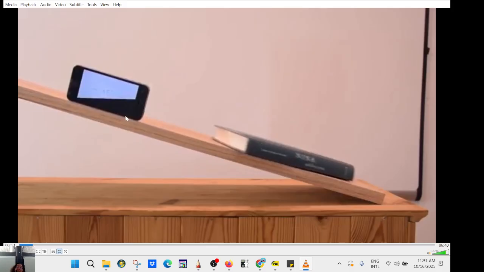What you do is just take the tangent. So the tangent of 15 degrees, that's going to be your coefficient of static friction. If you want to do a demo, you can try it on your own. You can find the static friction coefficient.